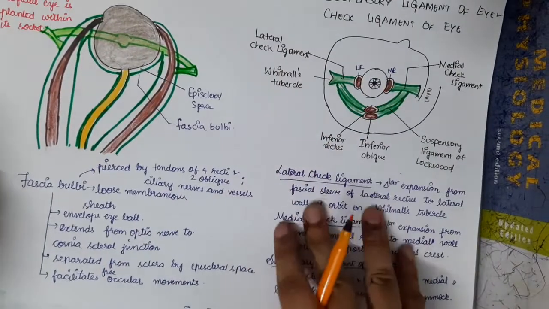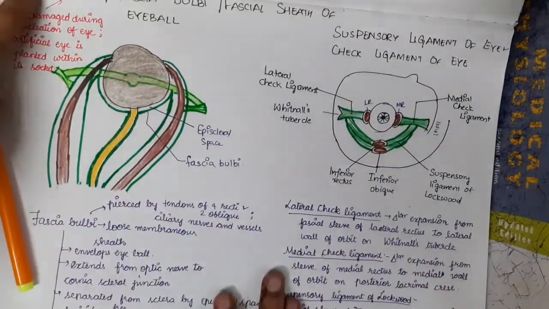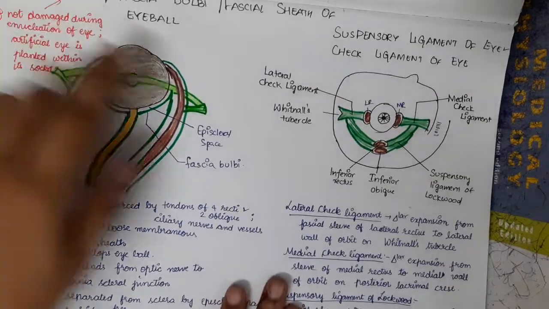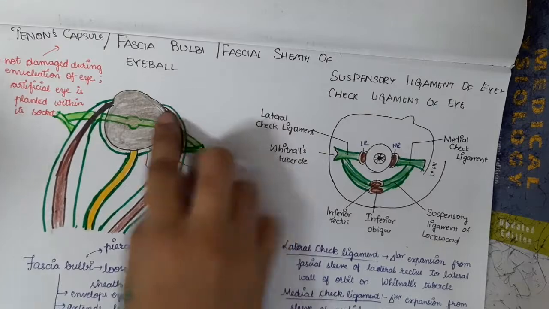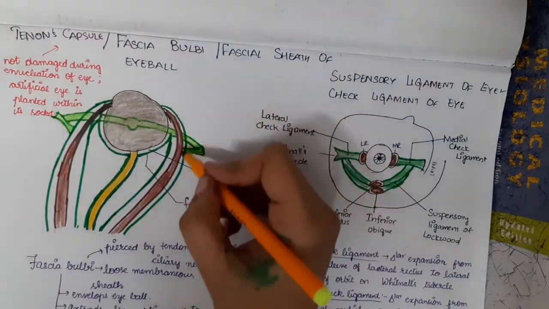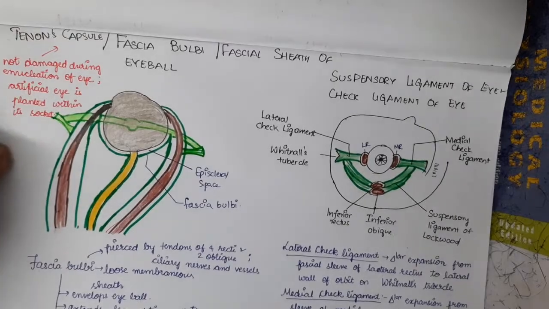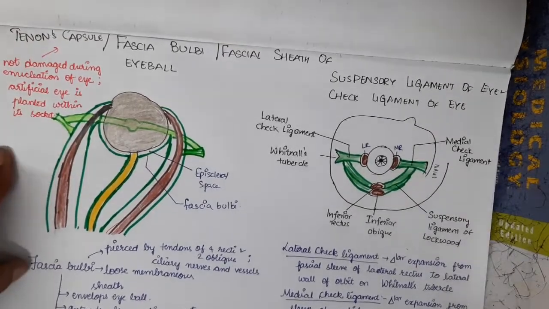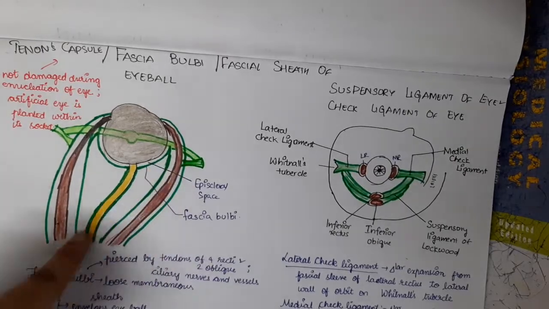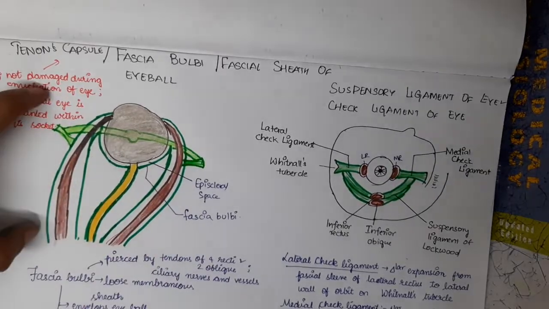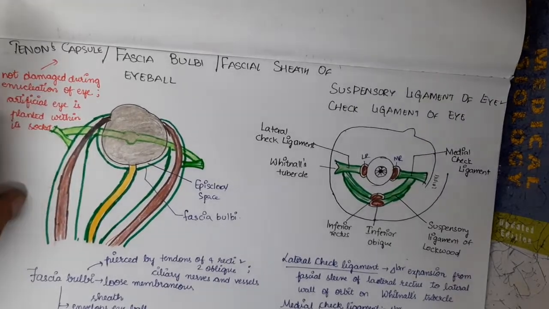Then the next important and the last topic of this chapter is Tenon's capsule and fascia bulbi, or fascial sheath of the eyeball. So this is the eyeball and these are the muscles. Okay, now the whole eyeball is covered by a loose membrane sheath. This is the loose membrane sheath which is covering the whole eyeball. That is fascia bulbi or Tenon's capsule or fascial sheath.